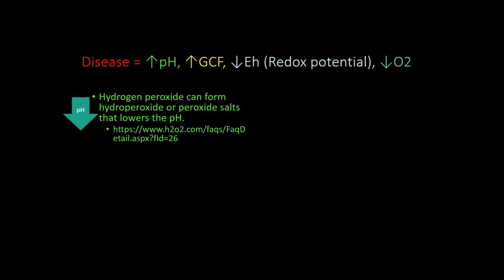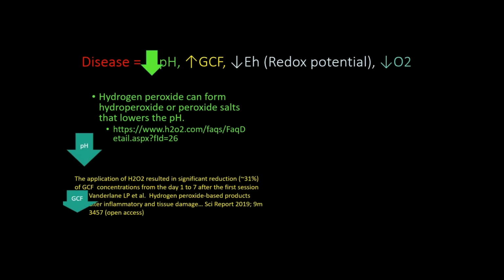Well, let me show you, if the pH is elevated, 11.65, what does hydrogen peroxide do? Hydrogen peroxide actually lowers the pH. It reverses the elevated pH to a lowered pH. Well, what about gingival crevicular fluid? Research shows that hydrogen peroxide lowers the gingival crevicular fluid. In essence, it reverses the process of disease to a lowered gingival crevicular fluid.